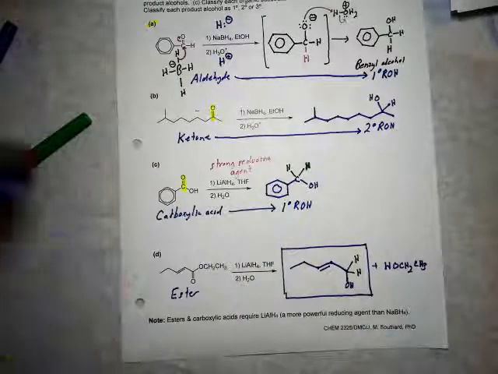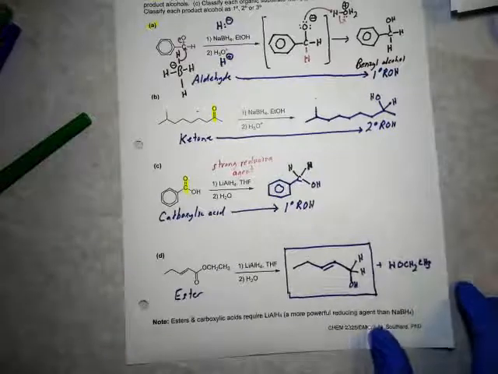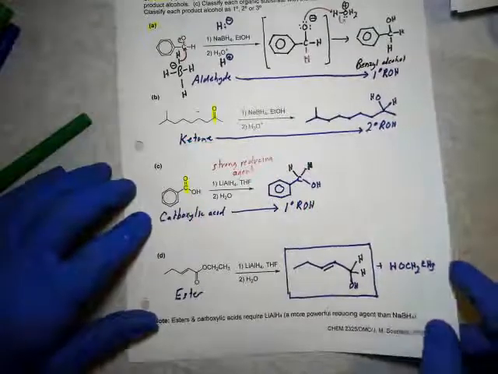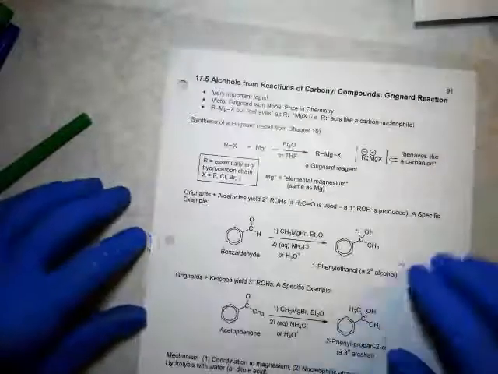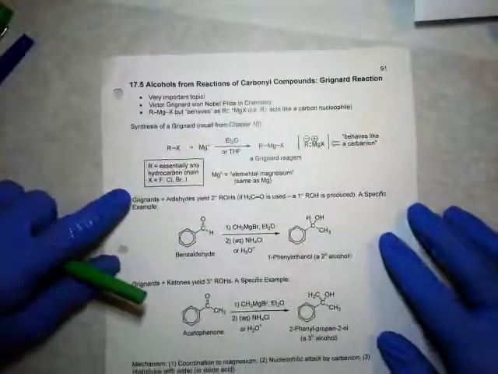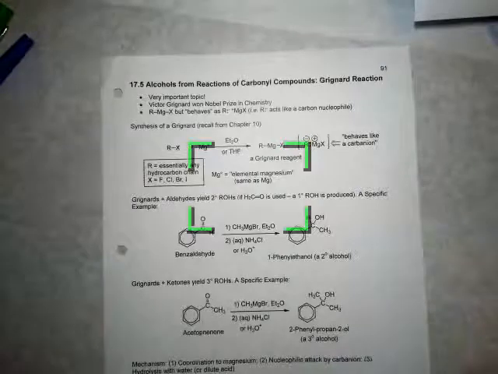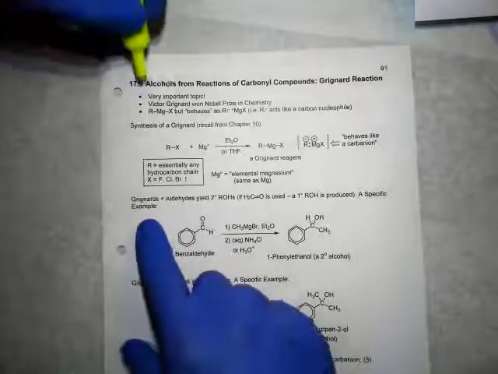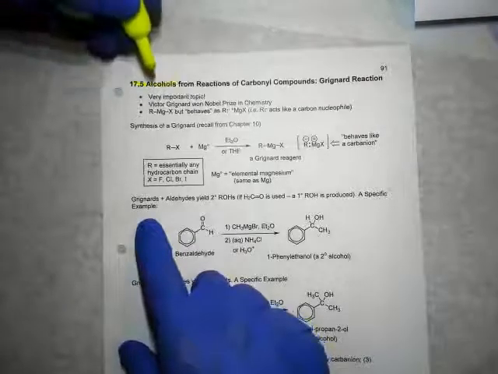Let's flip over now to page 91, because we're going to continue talking about this type of chemistry. Folks, I'm looking at page 91 of your lecture notes, section 17.5. This is a lengthy section, but it's very important. It's one of the most important topics in all of organic chemistry. It's another way to make alcohols.